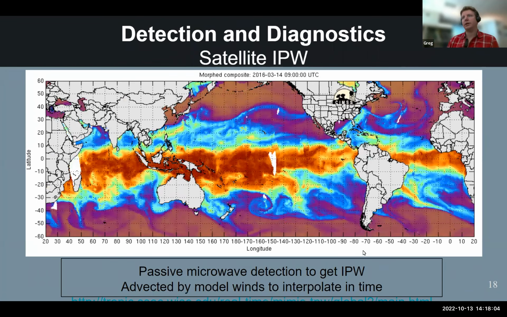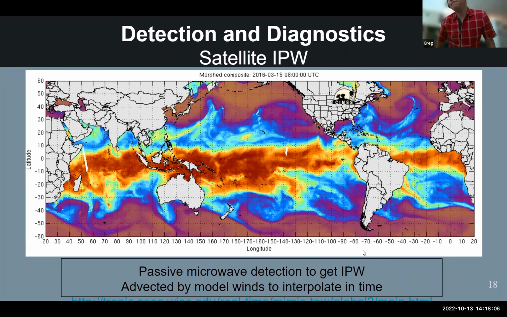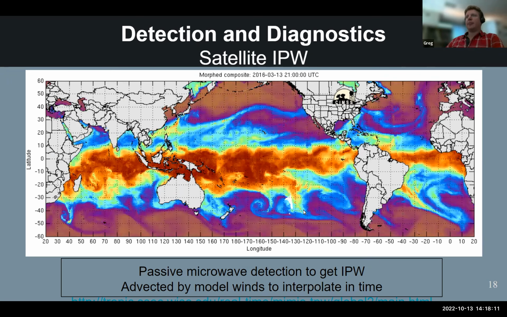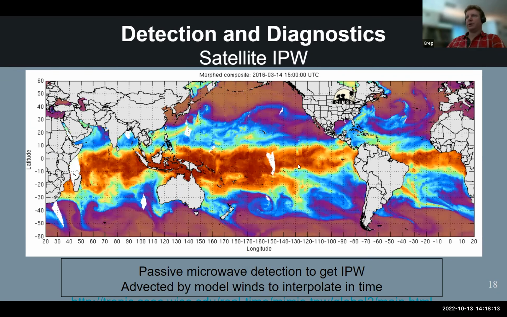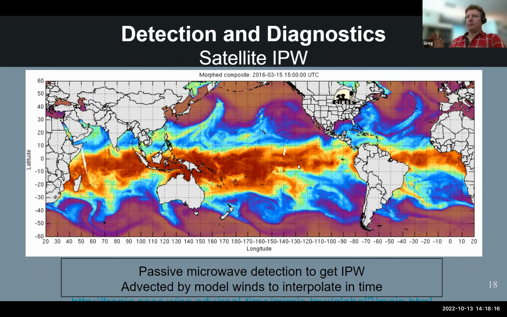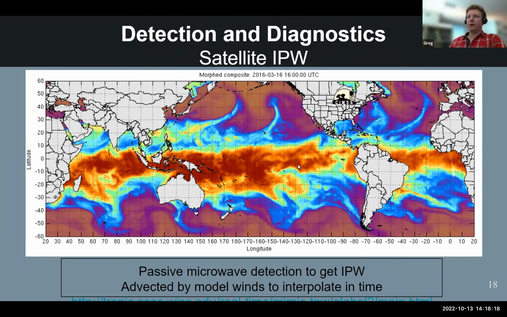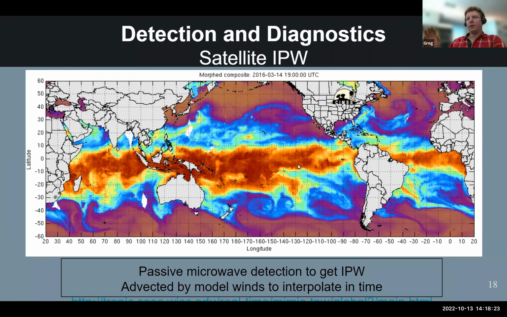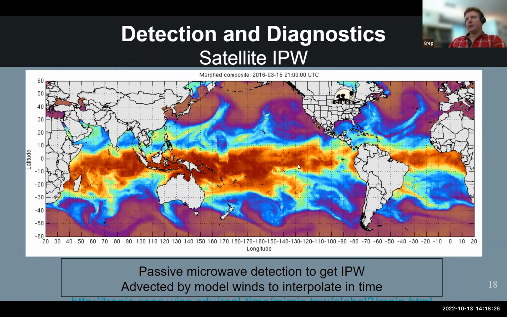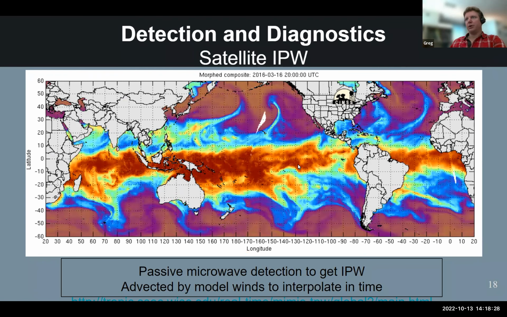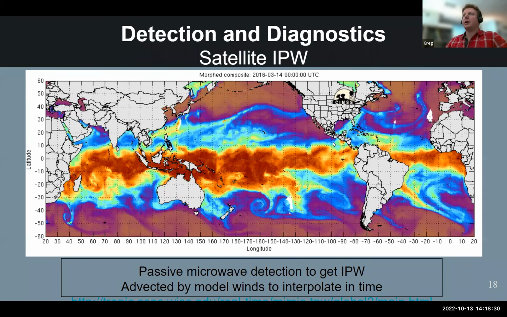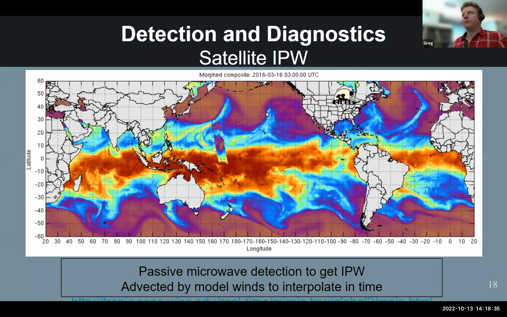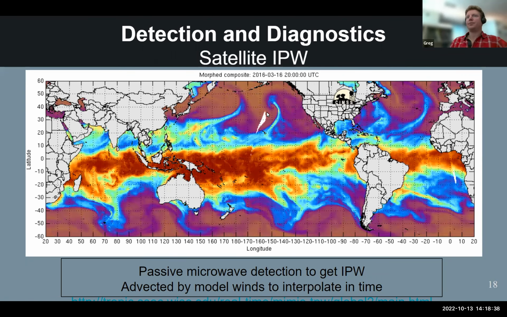Okay, so what types of satellite imagery are useful for looking at these? So this is passive microwave detection imagery. And in this particular product, the integrated precipitable water that's detected by the passive microwave sensor is then advected using model winds to create this animation. So this is a pretty nice way of looking at how the water vapor is flowing and evolving over time in the atmosphere.